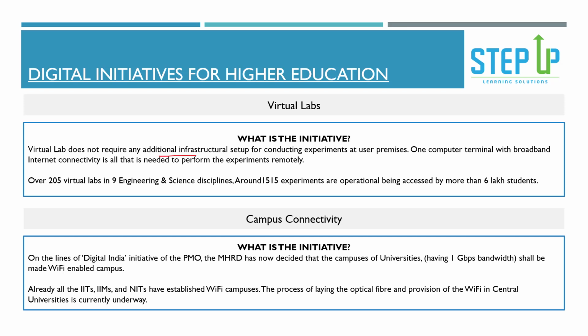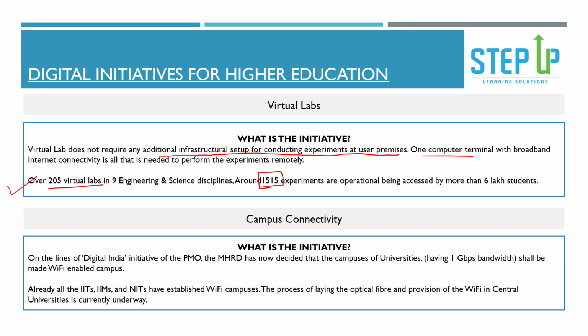So this is the infrastructural setup for conducting experiments at user premises, right? One computer terminal with broadband is all that is needed to promote these experiments. And a lot of colleges and students are making use of this. 205 virtual labs in 9 engineering and science disciplines, right? You will see 1515 experiments are operational, as we speak, and more than 6 lakh students are accessing it. So this is, I think, a great initiative, especially for the sciences and engineering disciplines.